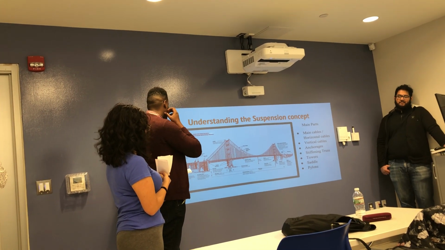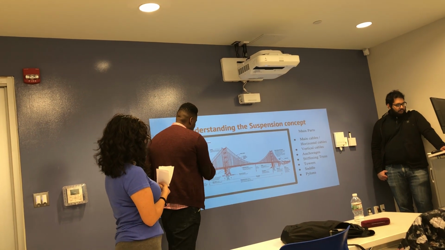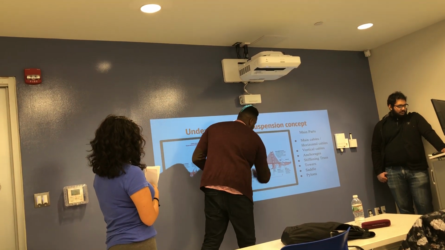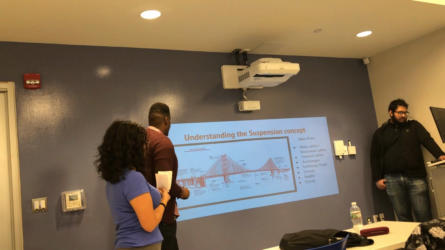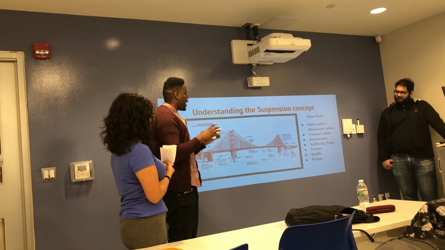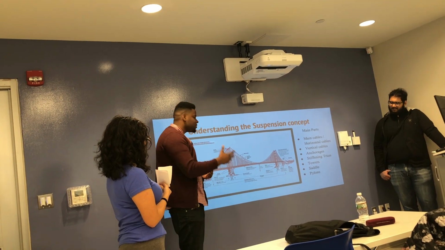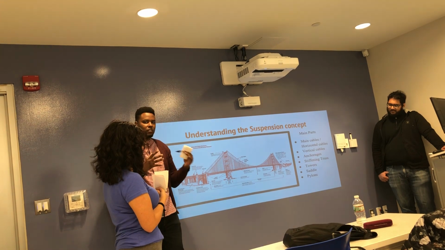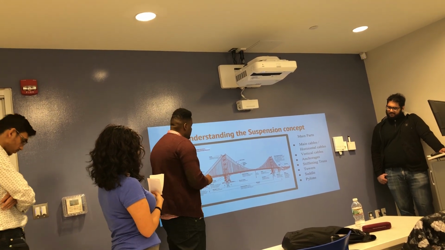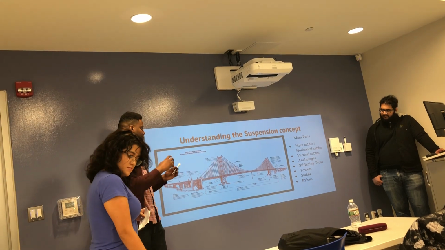You have the pylon, which there's different types of pylon. You have the tower. Basically, these are all the main parts of it. And obviously, it's not my part to go into depth and explain the forces, how they cancel out. Roshni and Shirley are going to talk a little bit about that. But these are just the main parts that are used for the suspension bridge of the Golden Gate Bridge.